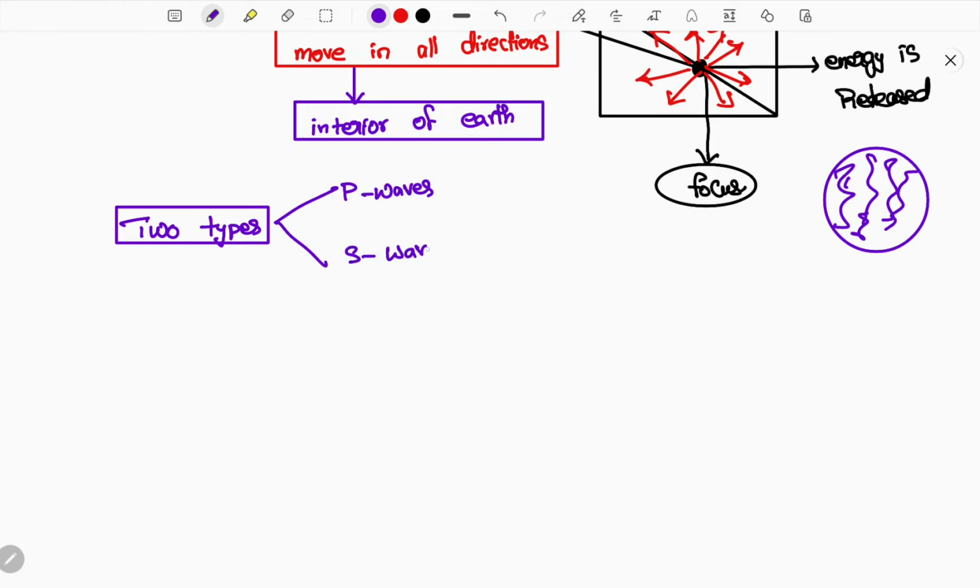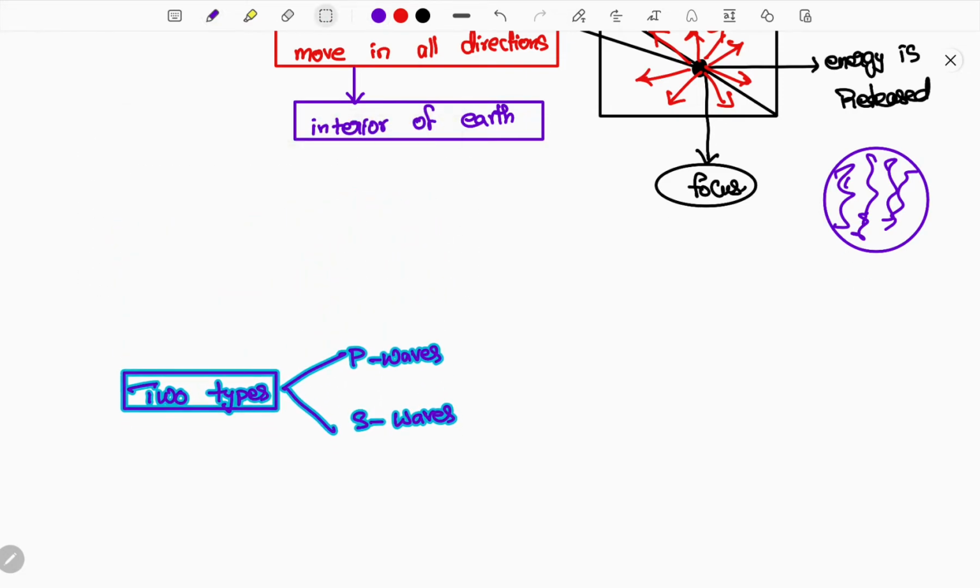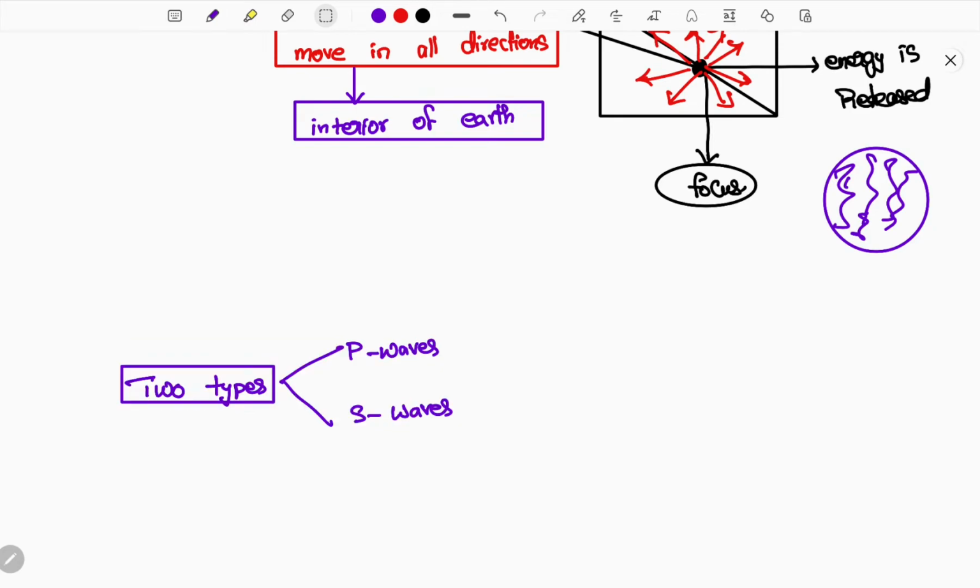So you need to have clarity. What is this P wave? What is this S wave? And everything in detail we'll be studying in this video. In this video I'll be explaining in detail only the P wave. In the next concept clarity I'll be explaining the S waves. So don't worry, I'll be making it in detail.